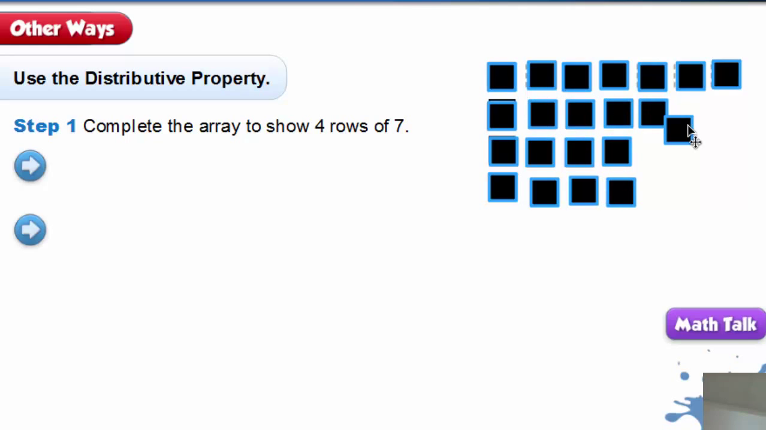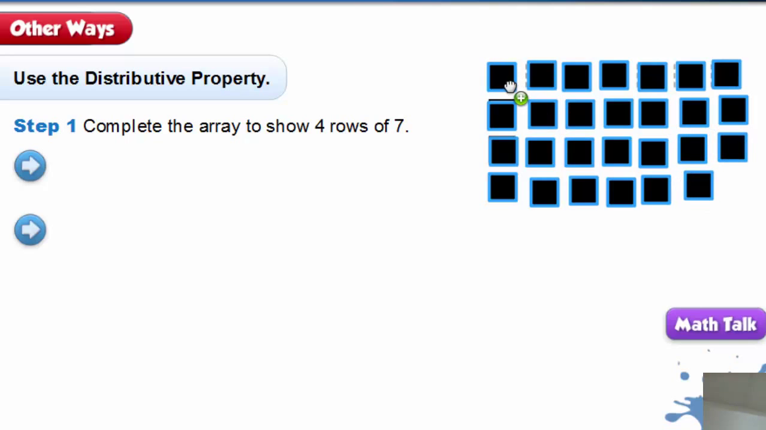So I don't care what it is that you are using, but go ahead and put those 28 counters into 4 rows of 7. Count carefully. I'm almost finished. Are you doing it with me? Good. If you need to pause, you can pause it and come back to it. All right. Good. Now, we all have our 4 rows of 7.